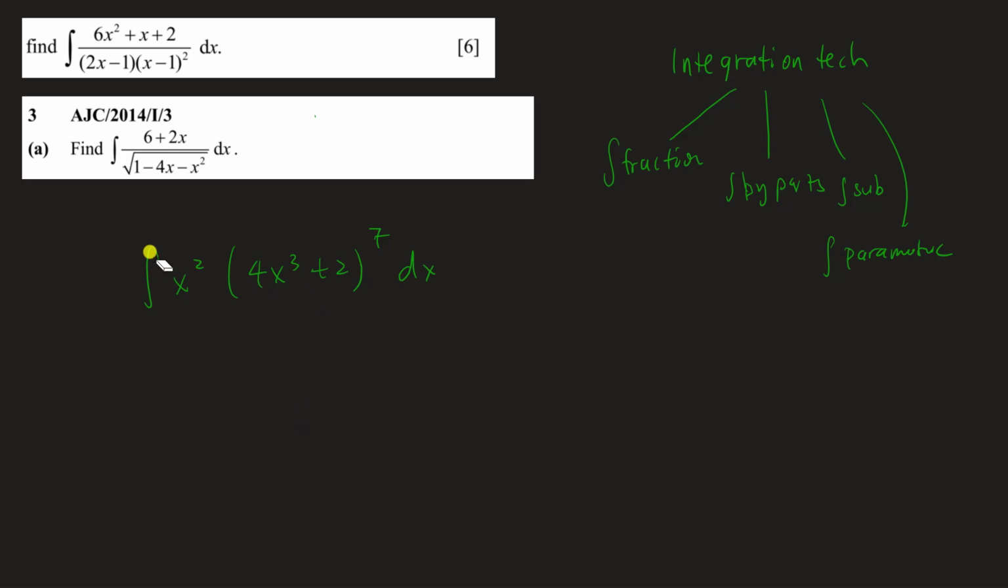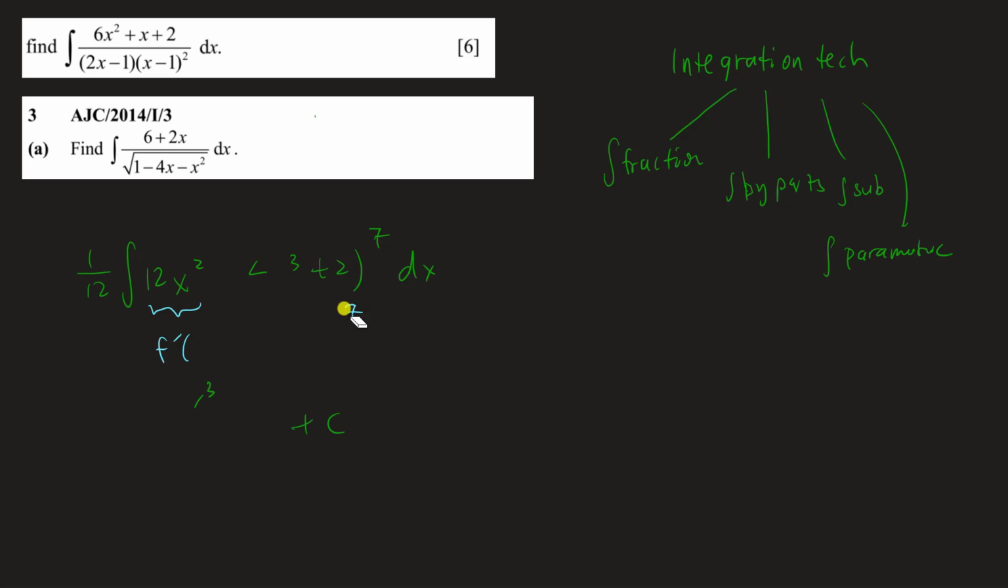So you need to top up with a 12 and immediately divide by the 12 such that this is in the form of f prime x, fx to the power of 7, which will give you 1 over 12 fx to the power of 8 over 8, which is just 4x cubed plus 2 to the power of 8. So I'm assuming you are already good with this.